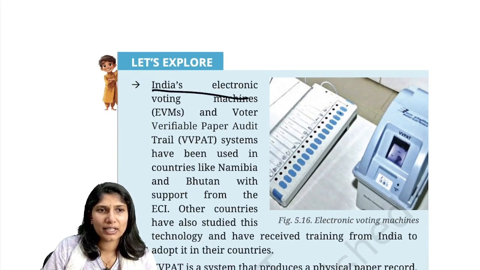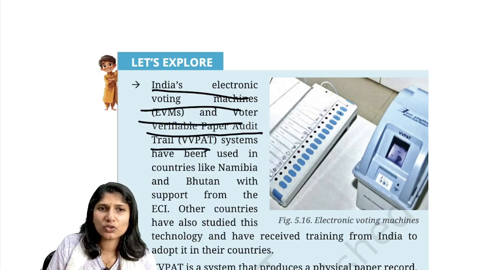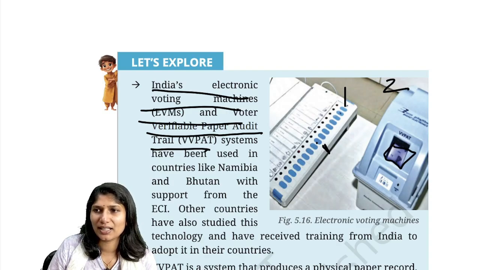India's electronic voting machines and voter verifiable paper audit trail. Now, do you see these two images here? One and two have candidate names and their symbols. Whoever you want, you have to pick. Then the last option will be NOTA, none of the above. Let's say you pick a candidate and press this button, then that will appear here in the VVPAT. This will show the name and symbol of the person that you have selected.